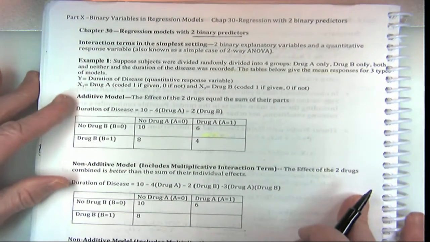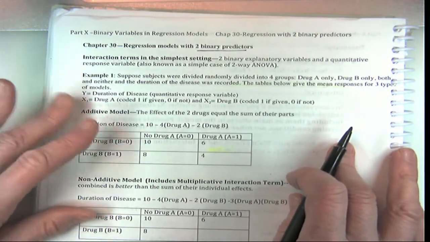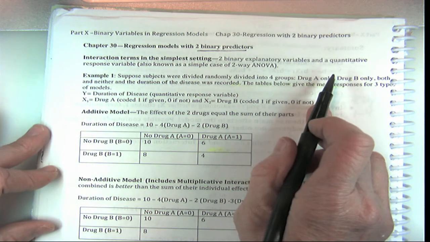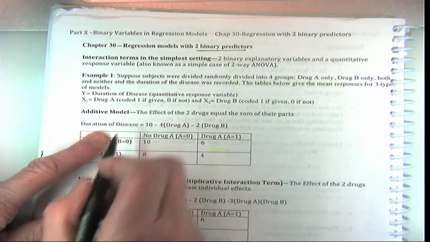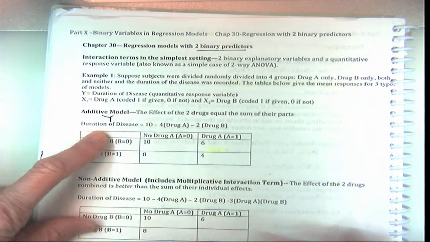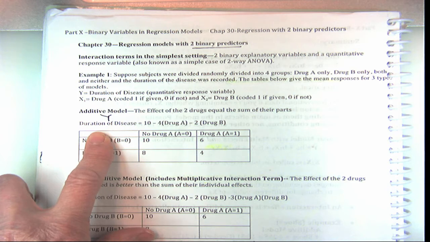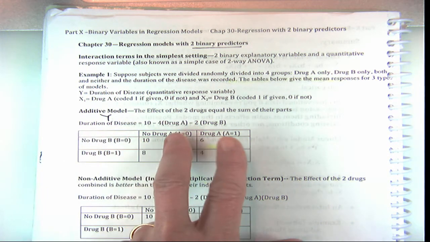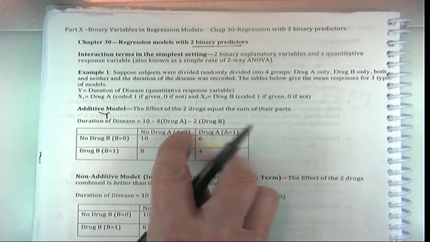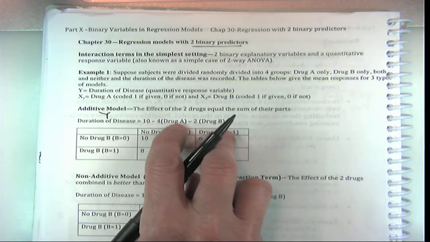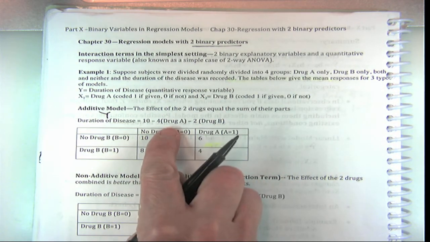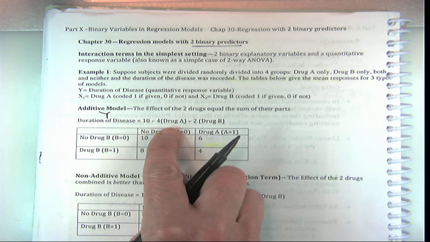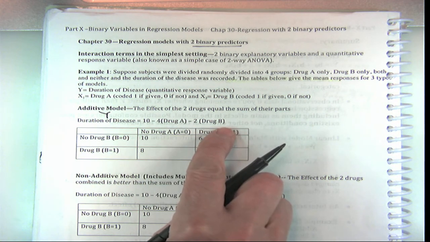So here's an example. We're going to have a quantitative response variable, a quantitative y variable. We're going to look at duration of disease, how long some disease lasts, and see how drug A and drug B affect that. So drug A could be X1, whether people take it or not. It's a binary variable, and so is whether you take drug B.